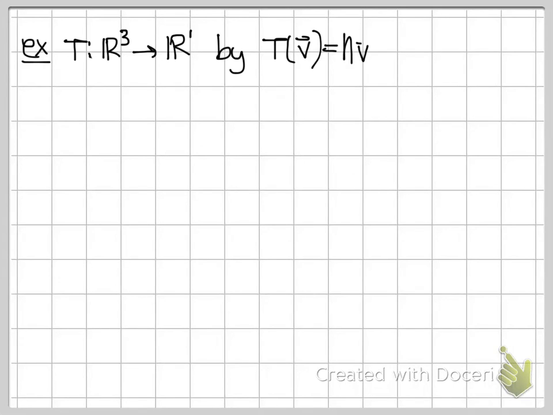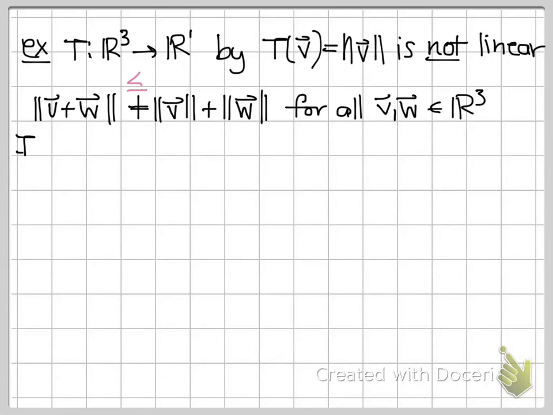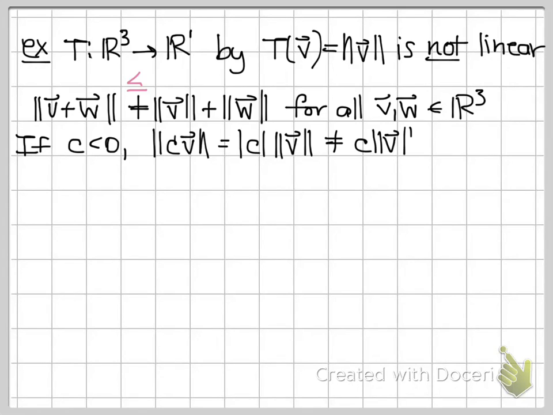Consider the transformation from R3 to R1 defined by T of v equals the magnitude, or the norm, of the vector v. This is not linear, so the magnitude of v plus w is not always equal to the magnitude of v plus the magnitude of w. This is the triangle inequality. So we have a less than or equal to sign here, but not always equality. Okay, so this is not true for all u, v, and w. So the first condition fails, and if c is negative, the second condition also fails. All right, so this is definitely not a linear transformation.